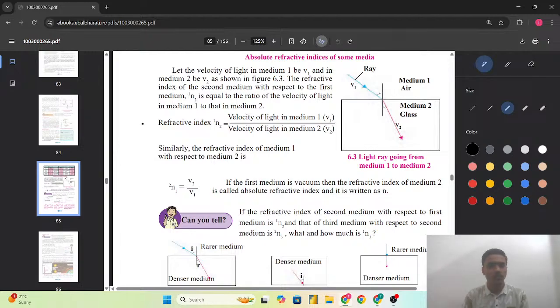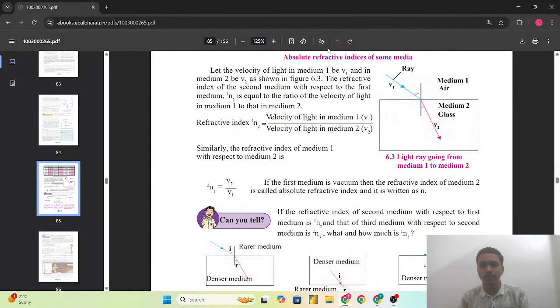Keep in mind the denotation as it is important, that is, the refractive index of the second medium with respect to the first medium is equal to the ratio of the velocity of the light in medium 1 to that in medium 2. That is, velocity of the light in medium 1, v1, and velocity of the light in medium 2, v2. It is a simple trick to remember this formula.